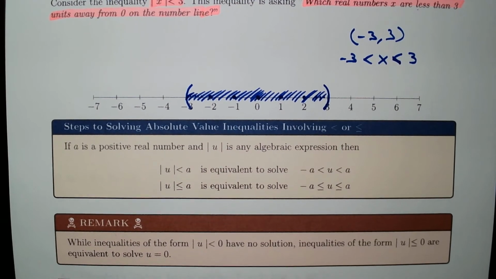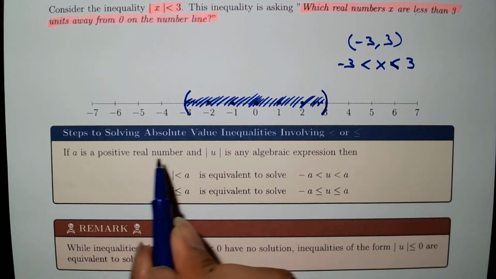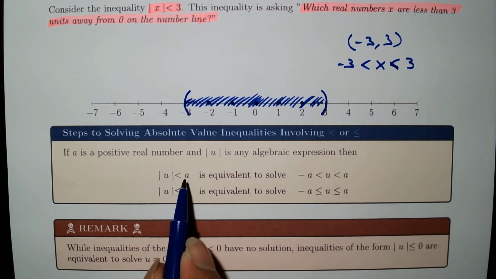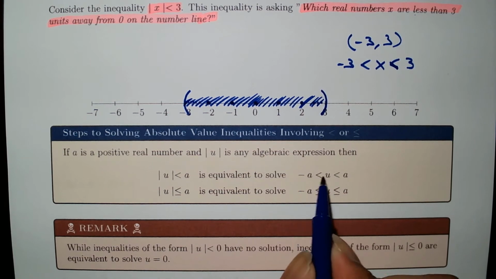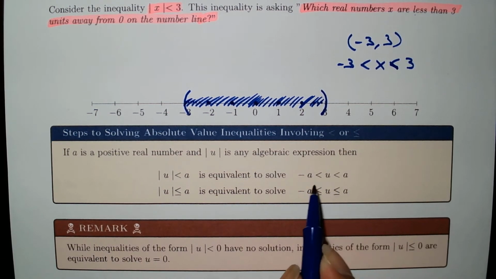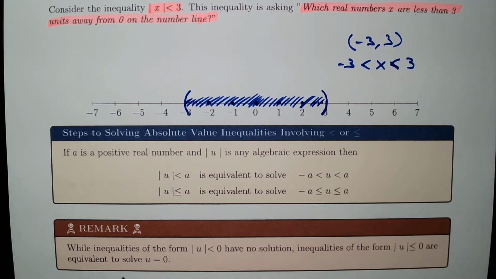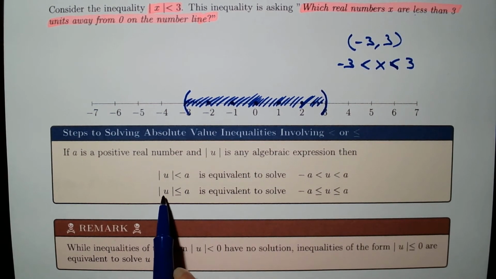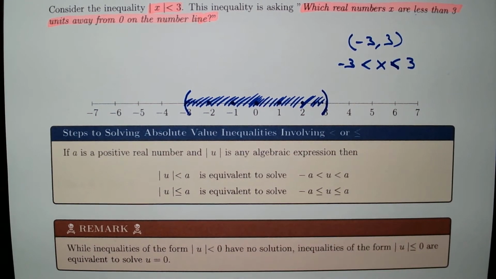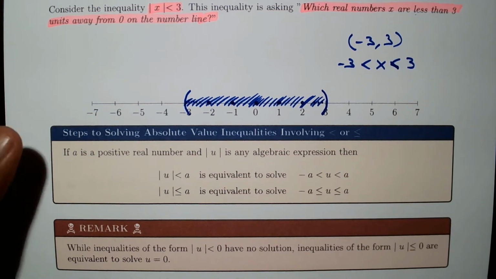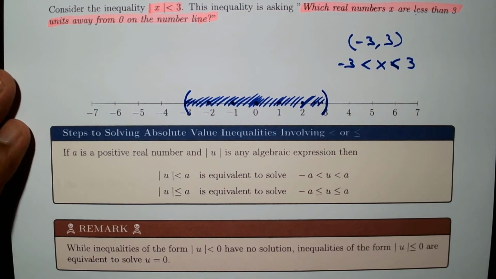And in a more formal way with symbols, if we have an inequality of the form absolute value of u less than a, it is exactly the same as solving this three-sided inequality without the equal bars of equality, as opposed to absolute value of u less than or equal to a, where we just include the equal signs. All right. So let's look at some examples and remarks.